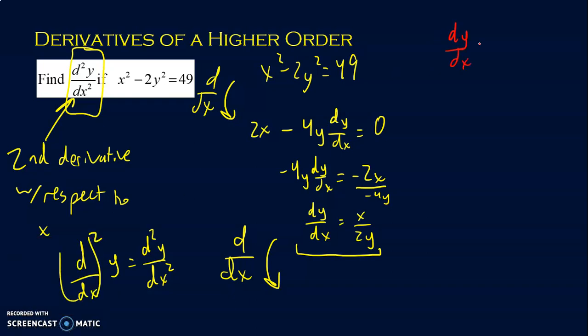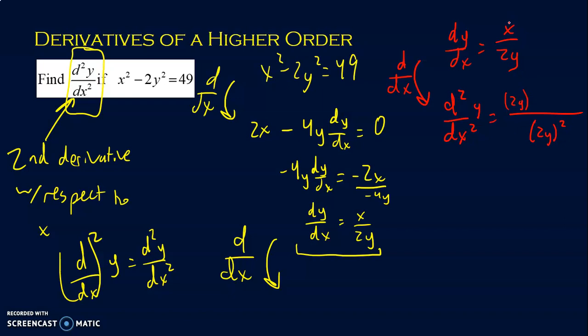So dy/dx equals x over 2y. And now to get to the second derivative, I'm going to take the derivative with respect to x again. So the derivative of dy/dx is the second derivative of y with respect to x. Now on the right side over here, I would have to use the quotient rule. So on the bottom, I'm going to have 2y squared, and I'm going to start with that 2y on top. The derivative of x with respect to x is just 1. And then I'm going to have the top times the derivative of the bottom. The derivative of 2y with respect to x is 2 dy/dx.